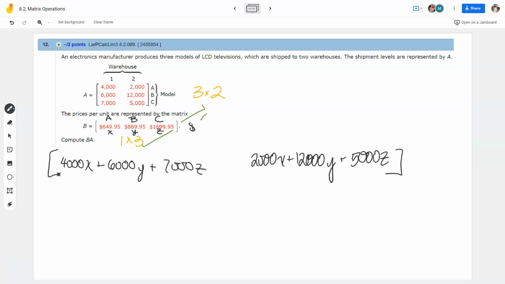Question. What is this product? What is this multiplication showing us? What will these two numbers represent? How much money each warehouse is making from the models. It's going to be how much money. And what'd you say, Joey? In each warehouse. Exactly. It's all about, do you know what the labels are?